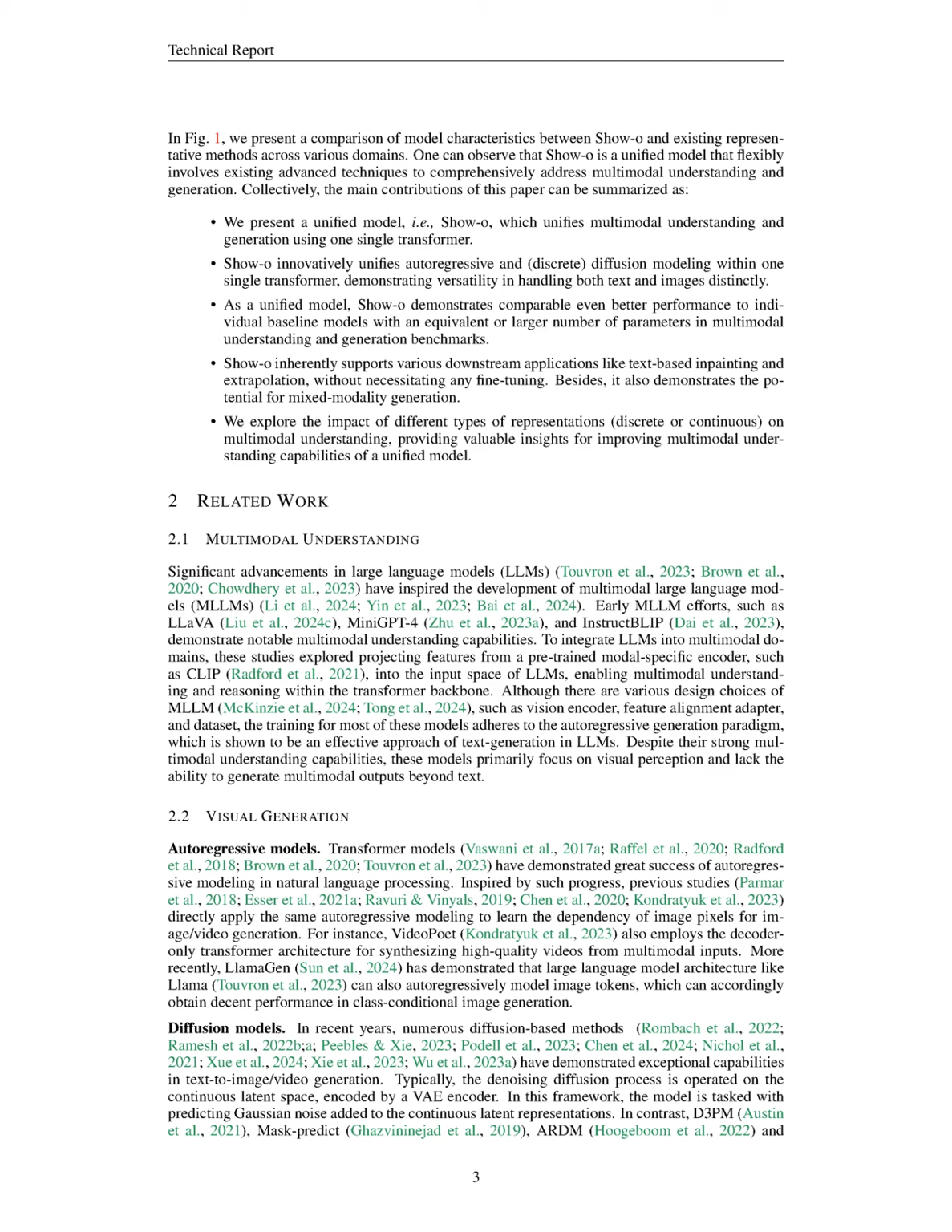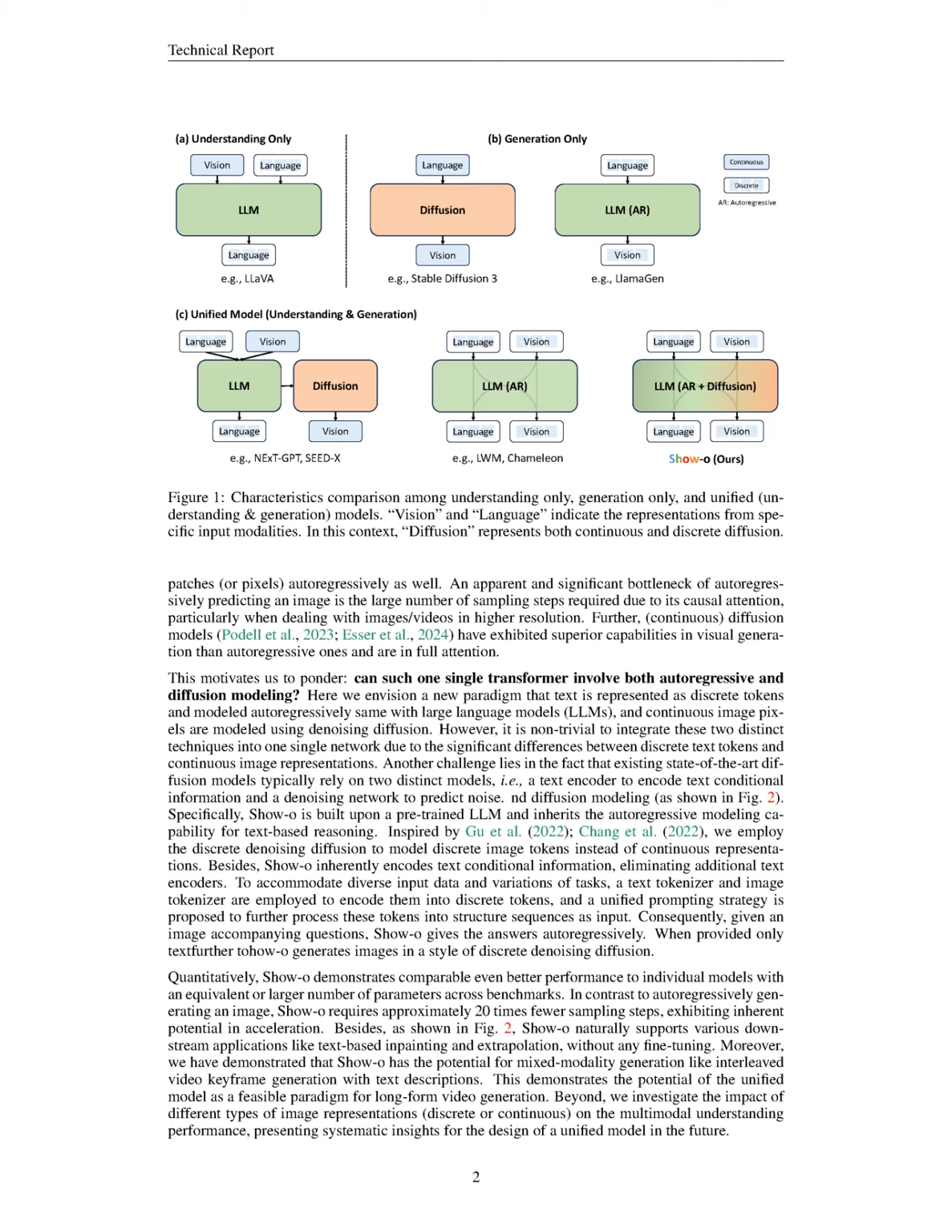The SHOW model aims to solve the problem of unifying multimodal understanding and generation within a single framework, addressing the limitations of existing models that typically treat these domains independently. Specifically, it seeks to integrate autoregressive modeling for text with discrete denoising diffusion for image generation, allowing for a seamless interaction between text and image modalities.